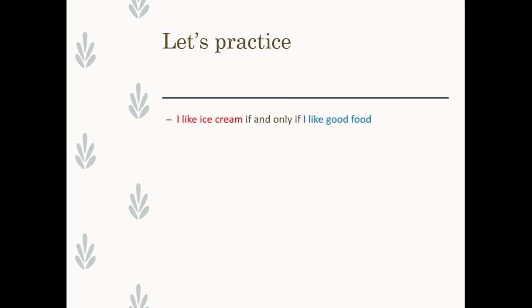Next one. I like ice cream if and only if I like good food. If and only if is the triple bar. So it's going to be I like ice cream triple bar, I like good food. And then we'll go C triple bar F, C for cream for ice cream, F for food for good food. So remember, if and only if gets a triple bar.